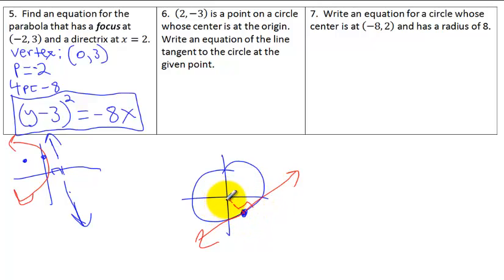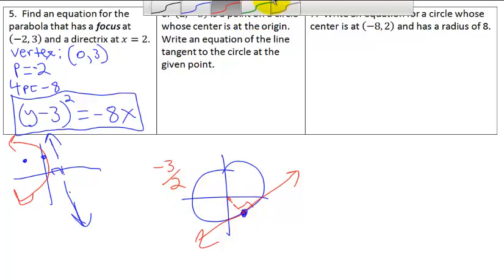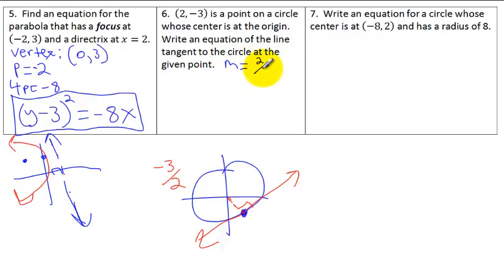So let's get the slope of that. That slope is right 2, down 3. So it's negative 3 over 2. That's the slope of the radius. So the slope we want to use for the equation of the line is going to be the negative reciprocal, 2/3. That's what we're looking for, the slope of this line. And then we're going to go through the point 2, negative 3. So y plus 3 equals a slope of 2/3 times x minus 2. And then that could be it.